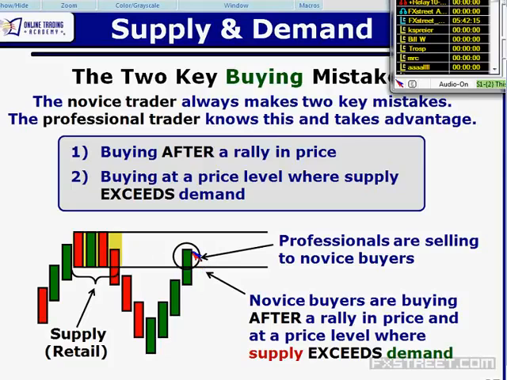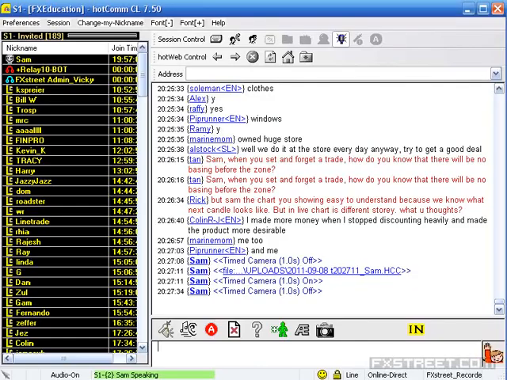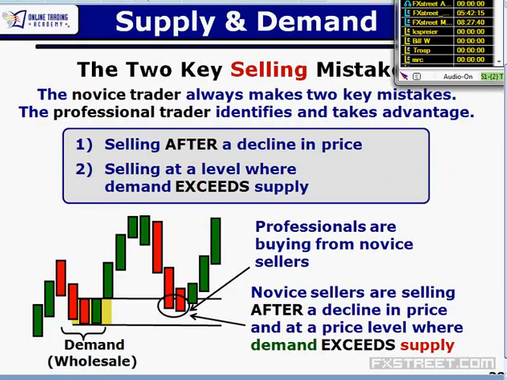That's a novice buyer. Only a novice buyer would do that. And of course, on the downside, anybody who is selling after a drop in price and into a price level where demand exceeds supply, we want to be buyers from that seller, right?